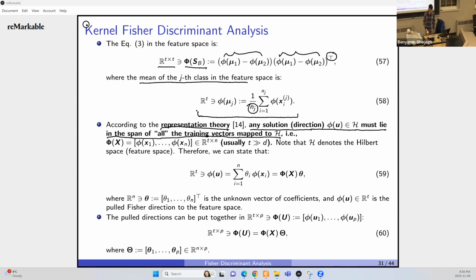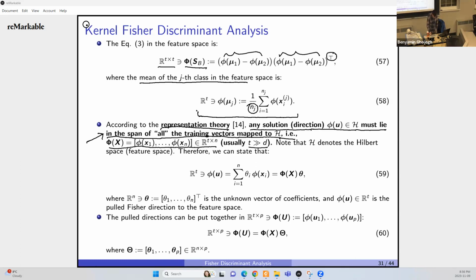What does it mean? So those points are phi x, right? Phi x1 to phi xn. And usually t is much greater than d. D is the dimensionality in the input space. T is the dimensionality of feature space. Okay. By the way, don't panic by this sentence. It's very easy. I will explain it to you. So what does it mean?